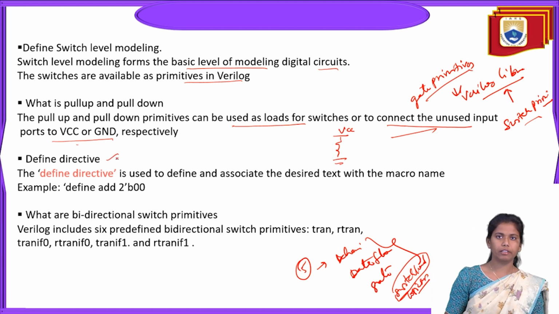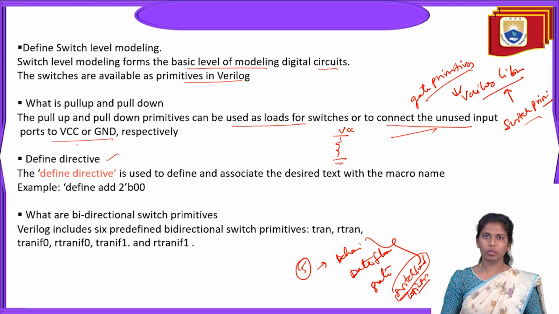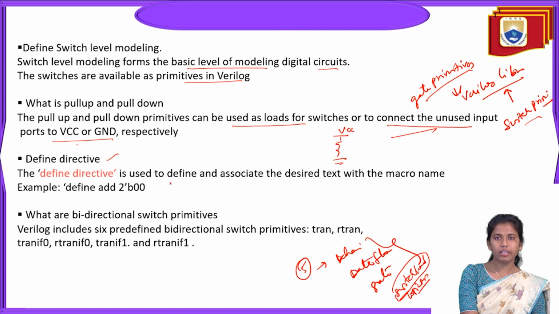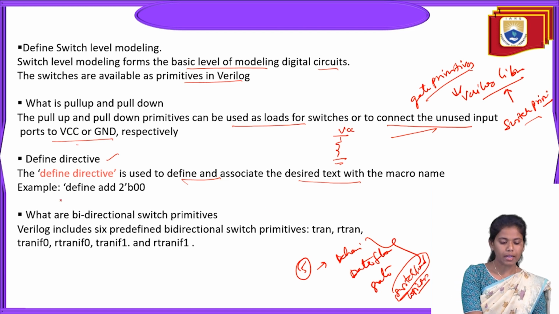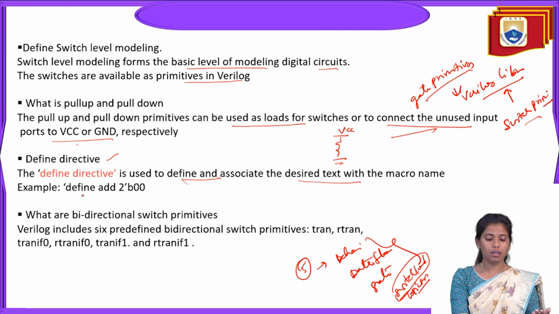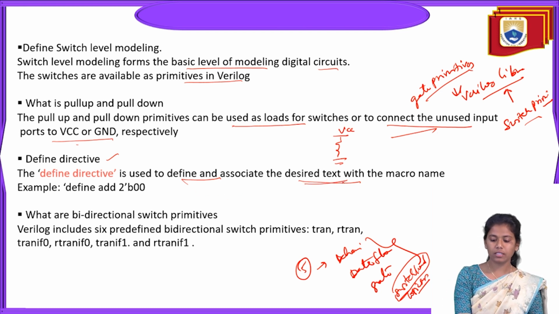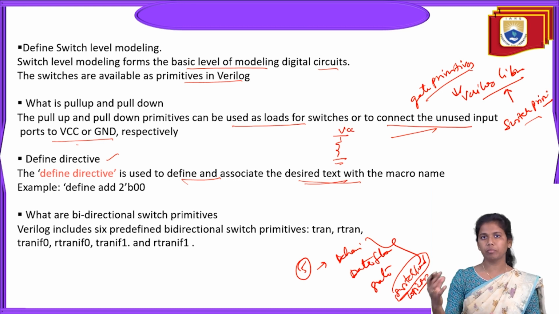And coming to the directive, how can we define directives? Not only in switch level modeling but in other abstractions as well, we have different types of directives. These directives help us drive the signal. Here the directive is used to define and associate the desired text with the macro name. Each and every individual text is associated with some directive.